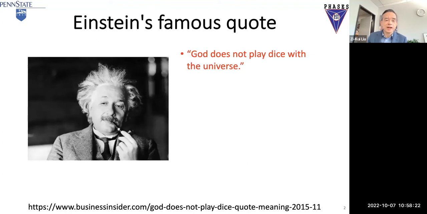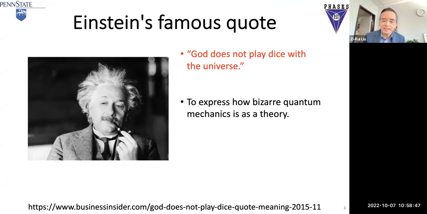Okay, I started my talk with Einstein's famous quote. Back in the 1920s, he said, God does not play dice with the universe. What he really meant at that time was not about religion. God is not a religion God. What it really means is that he's not comfortable with quantum mechanics, because quantum mechanics says it's uncertain. Einstein thought the universe should be certain, and said God will not play dice randomly with nature.